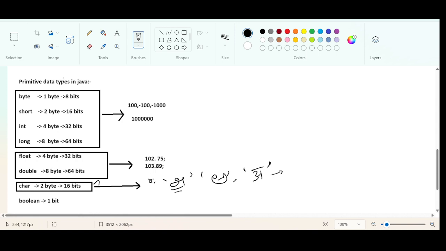And if you talk about Boolean, its memory capacity is 1 bit. Yesterday I discussed the 1 bit memory capacity. I said that in 1 bit you can store either 1 or 0, and 1 can also be represented as true, and 0 can be represented as false. So literally this Boolean data representation can either store true or false. Internally the true is nothing but 1 and the false is nothing but 0.